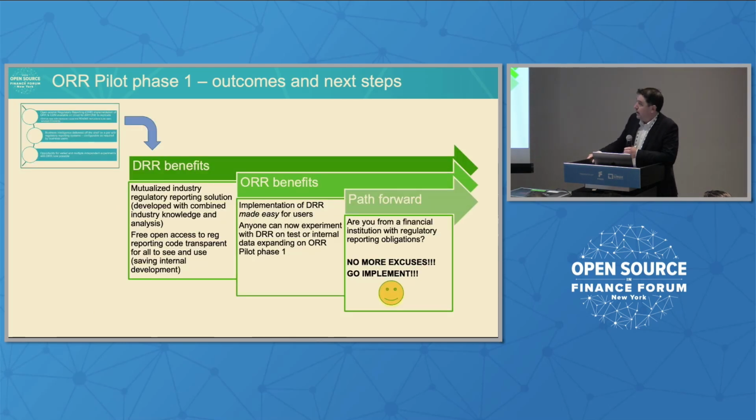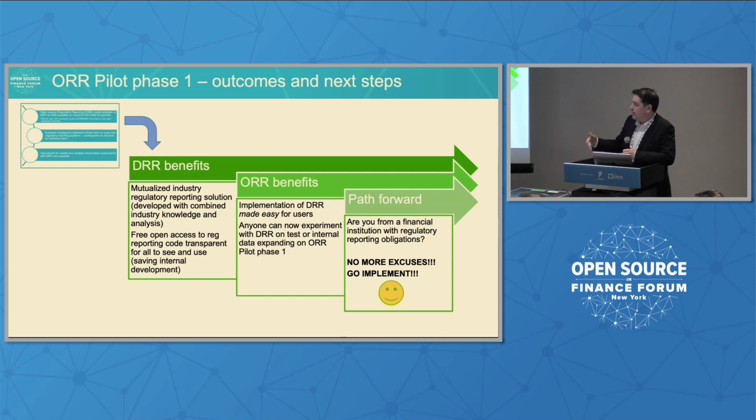So the benefits of DRR have been mentioned, that mutualized industry regulatory reporting solution, being part of a community, you know, Nick said it, that warm feeling of comfort, that's really important. It's open access to code that's transparent. You can point the regulators to it and tell them to go and have a look if there's a problem.